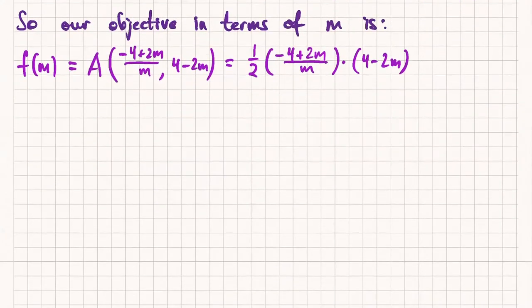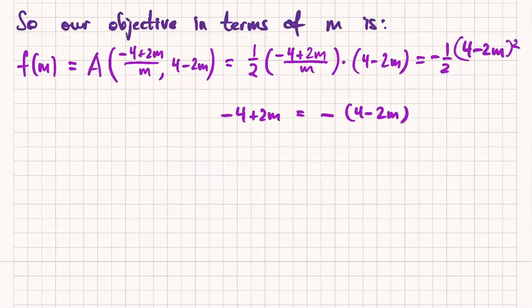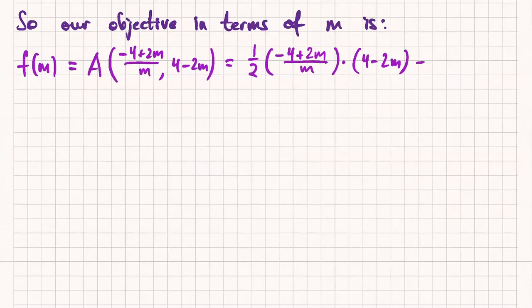If you actually notice, negative 4 plus 2m is really negative (4 minus 2m). So this is actually negative 1/2 times (4 minus 2m) squared over m. But I'm actually not going to write it like that. I'm just going to expand everything out.